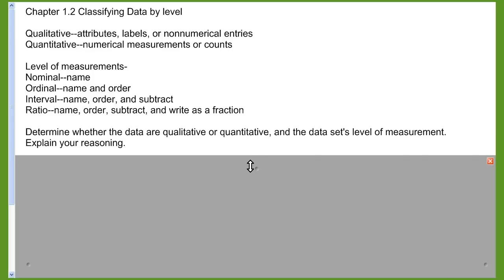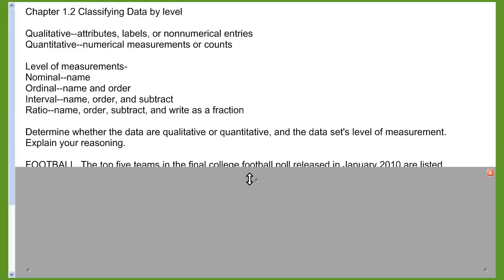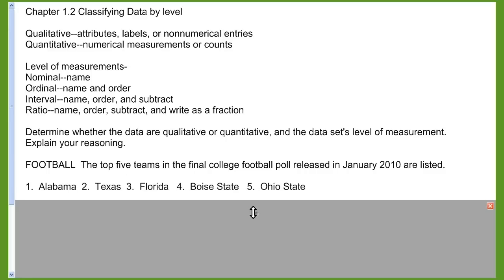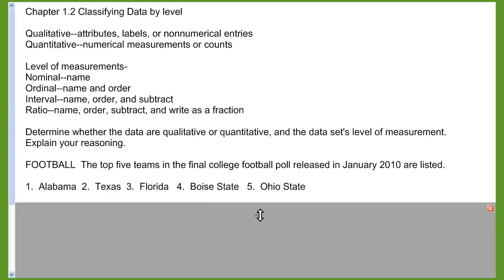And here's the instructions to determine whether the data are qualitative or quantitative, and the data set's level of measurement. Explain your reasoning. Okay, if I look at football teams and I know the top 5 teams in the final college football poll released in January 2010 are listed. Number 1 was Alabama, number 2 was Texas, 3 was Florida, 4 was Boise State, and 5 was Ohio State.